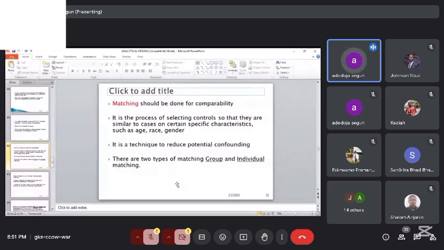Matching is the process of selecting controls so that they are similar to cases on certain specific characteristics, such as age, race, gender. They must belong to the same race, they must be the same gender, their age must be very close, even if not exactly the same. It is a technique to reduce potential confounders.